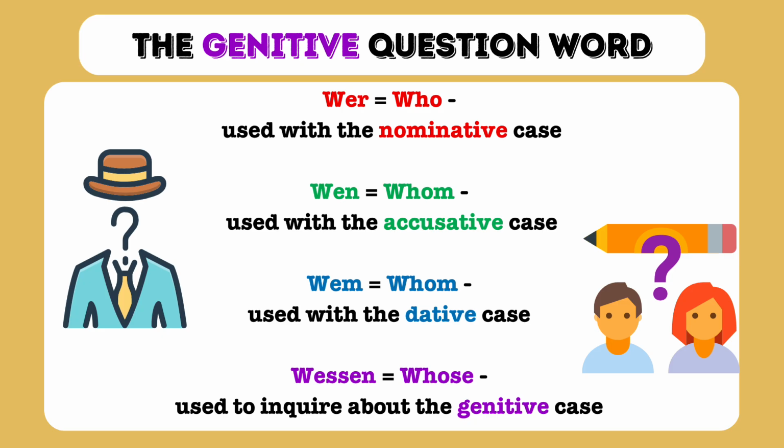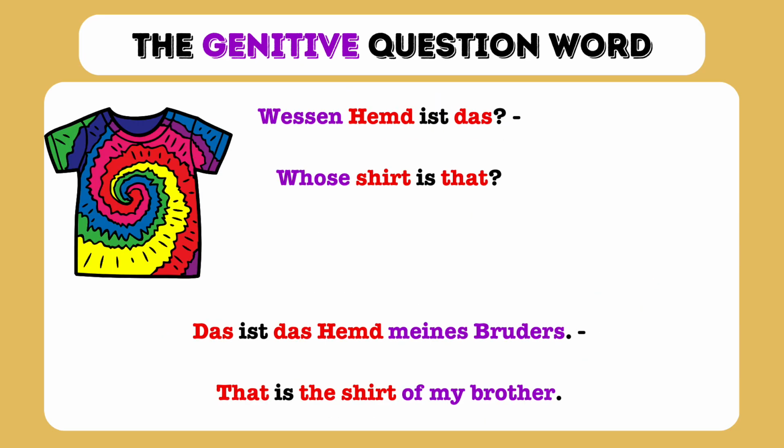Since we can also ask about people using the genitive case, we have to, of course, have a fourth question word for people. Wer for nominative, wen for accusative, wem for the dative, and now we have wessen for the genitive case. Wessen basically translates as the English word whose. It's exclusively used in front of a noun, so you would have to say, whose something is that, or whose whatever is that. For example, wessen Hemd ist das? Whose shirt is that? Das ist das Hemd meines Bruders. That is the shirt of my brother, or that's my brother's shirt.